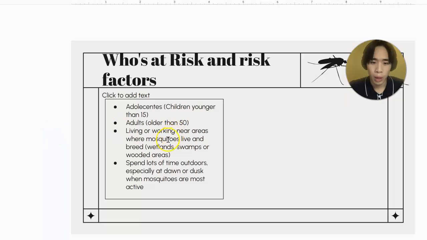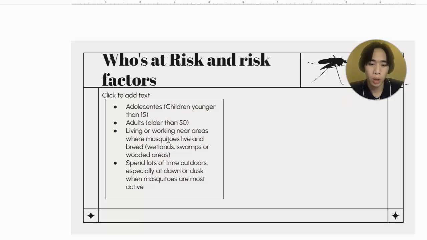The risk factors also include people living or working near areas where mosquitoes live and breed, like wetlands, swamps, or wooded areas, such as in Florida and in Michigan. In Michigan, because they're near the Great Lakes, people are more likely to be exposed to these mosquitoes because of the humidity and bodies of water that the mosquitoes love to live in.